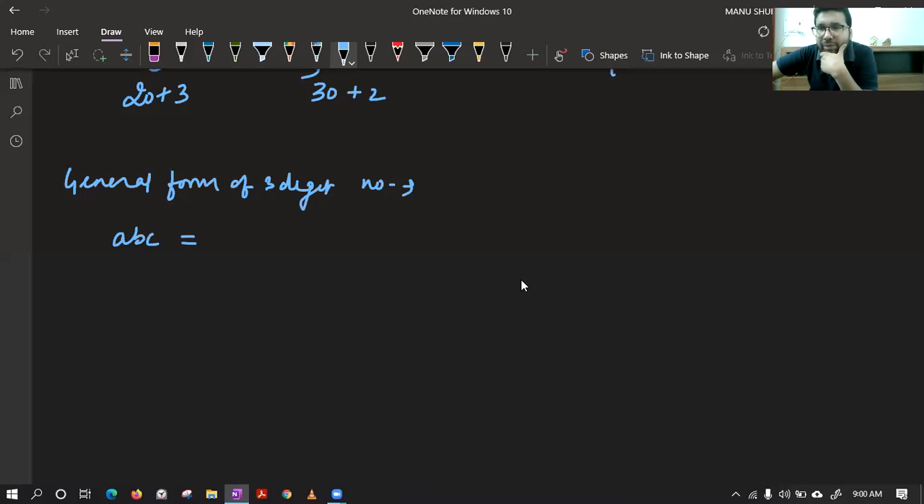Please tell the general form of ABC. It is a 3-digit number. What is it? Very good, Hiteshri. It is 10 power 2 into A plus 10 power 1 into B plus 10 power 0 into C. This is the general form.